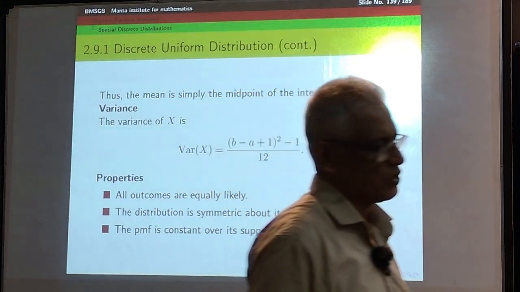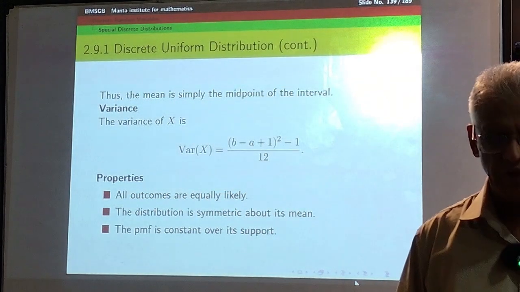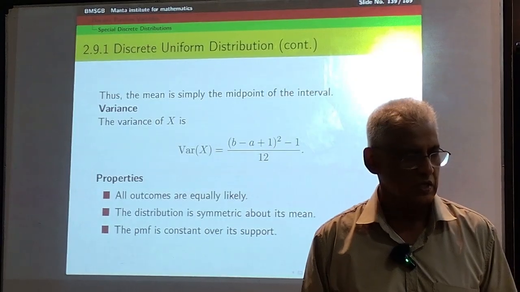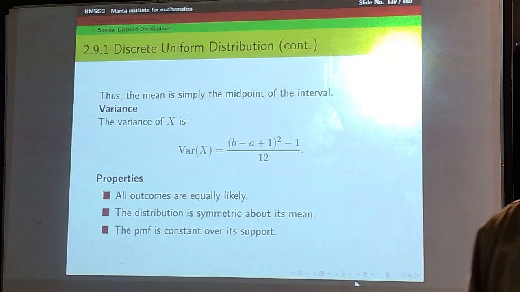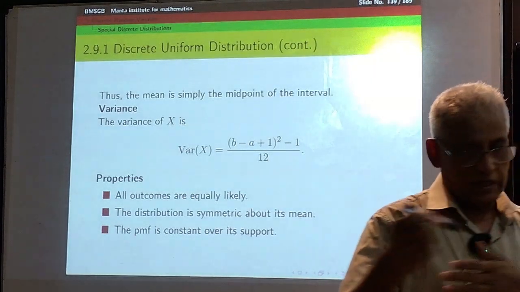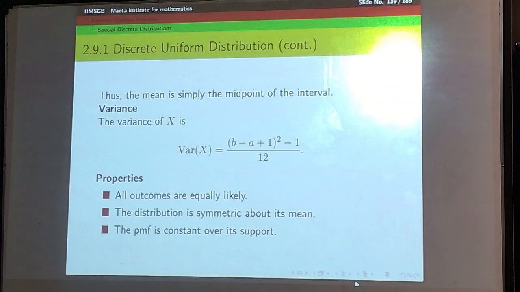So this is, as I mentioned, not a very commonly used model because there are very limited situations where the possible values are equally likely. But the next few distributions will be very useful. I have just included this one for the completion, right?